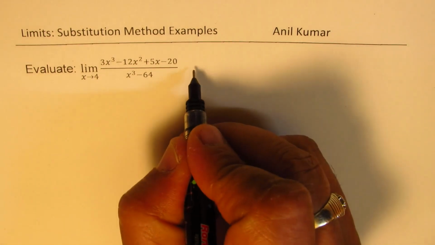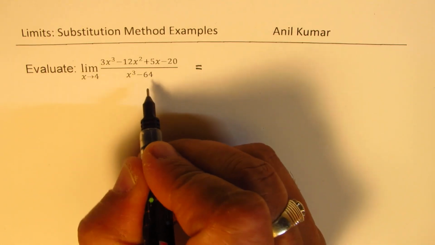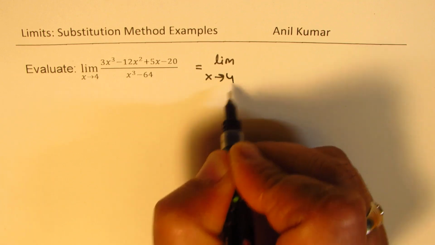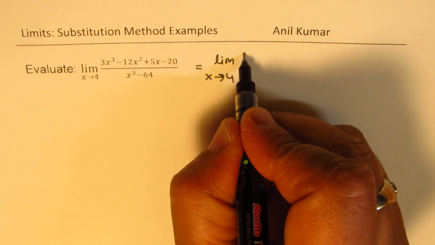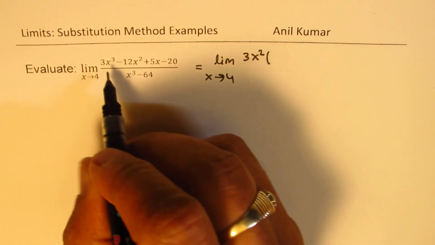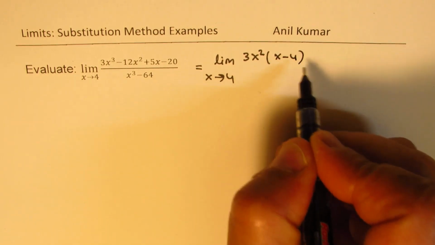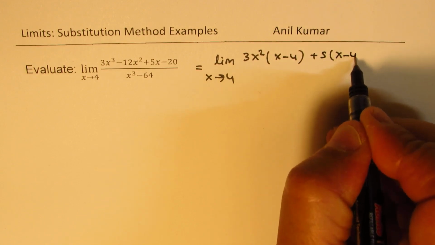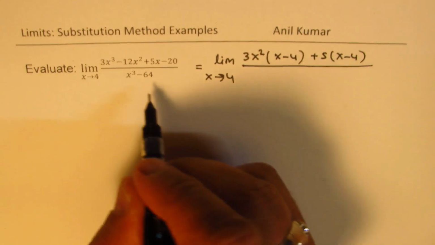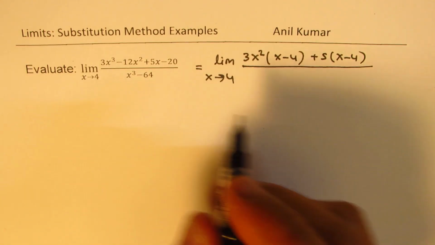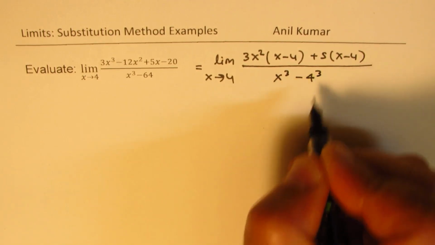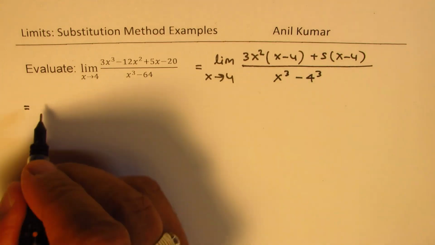So the idea here is to factor and then solve. So we'll just factor this. So it is x to the power of 4. We can take 3x squared common in the numerator. So we are left with x minus 4. And we can take 5 common here. So we get x minus 4 divided by. Now this is cube, right? Basically, you can treat this as x cubed minus 4 cubed. We'll factor it later.